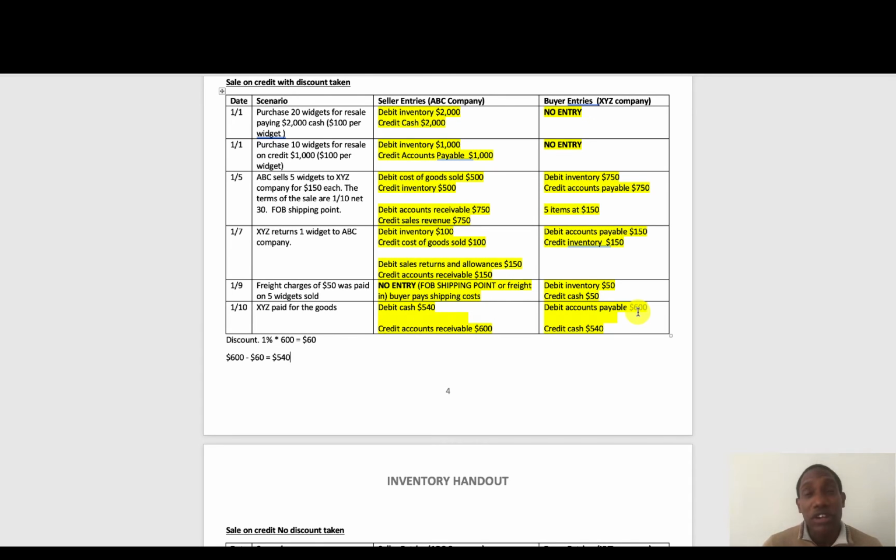So for our accounting records, what do you have to clear out of accounts payable and accounts receivable? You've got to clear the full amount. So we're going to debit cash for $540. We're going to credit accounts receivable. We're going to debit accounts payable for $600. We're going to credit cash.